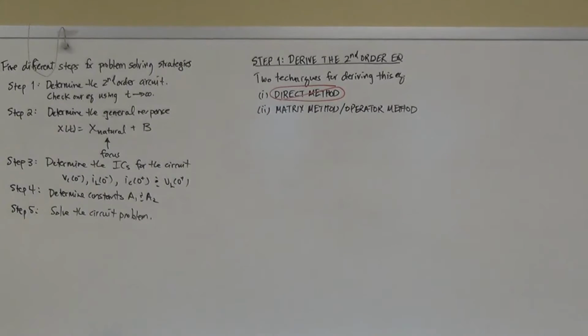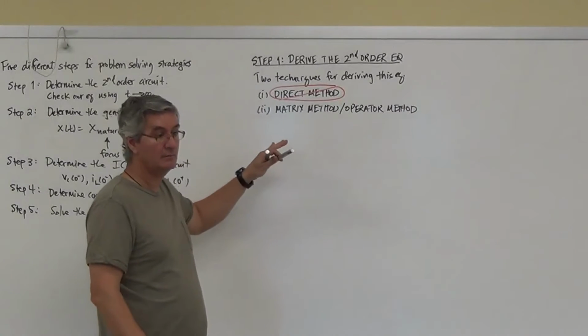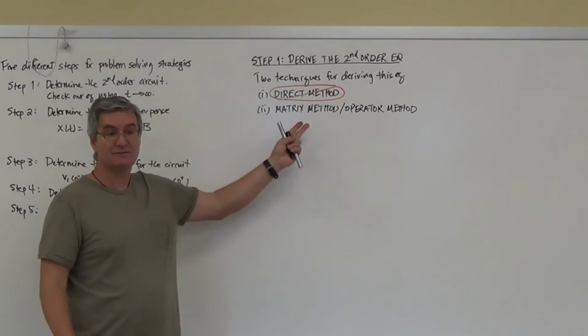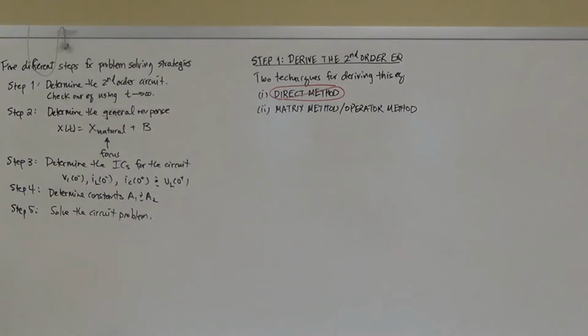There are certain circuits that when you get into the direct method, if you use the direct method, you will go around in circles forever. It's like an infinite loop. You just keep going around and around and around. The matrix or operator method, we'll get to it right away. And I kid you not, this is far superior. This is almost like a Laplace transform. It's not a Laplace transform, but very close to it.